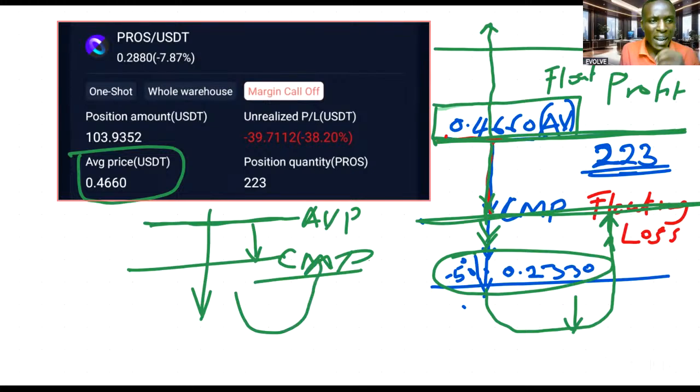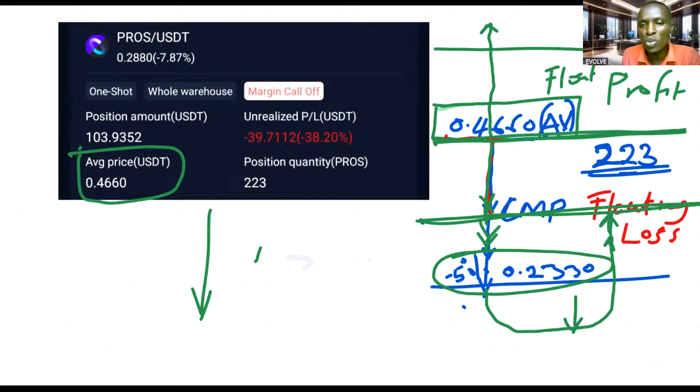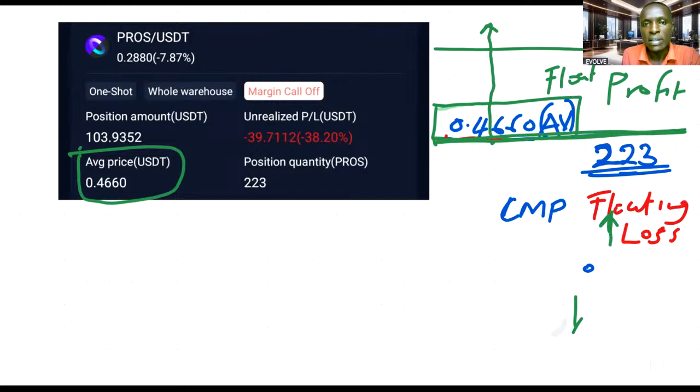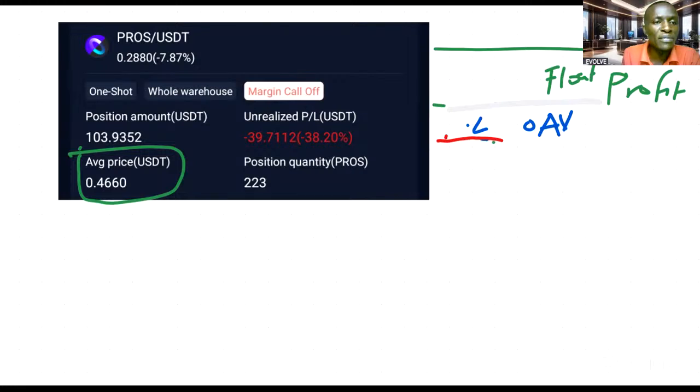The closer the average price is to the current market price, you see, here's the thing. You can't control the current market price, but you can control your average price. Let me repeat. You don't have control over the current market price. What does that mean? You don't have control over the demand and supply of the coin you are trading in the market. The current market price changes anytime to any price from the one you entered from.